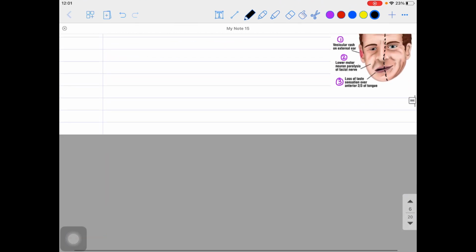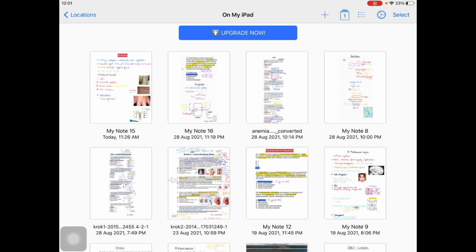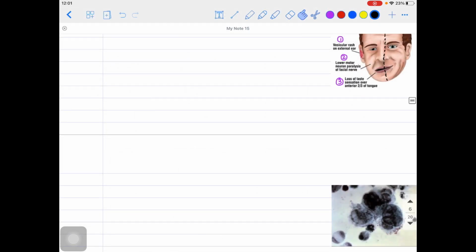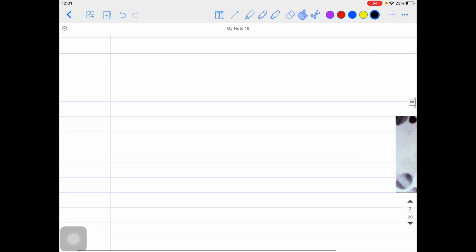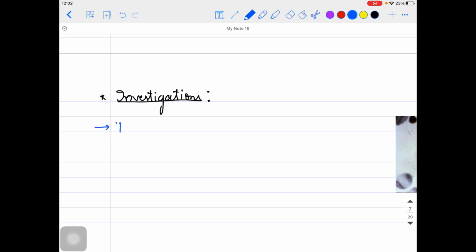If you talk about the investigation, we know what might have happened over here. Basically the virus is present, so for the investigation purpose we want to check the status of this virus. Now we know that there is a virus. For the virus we usually do PCR, right? But before that, a very important test available right now is the Tzanck smear.